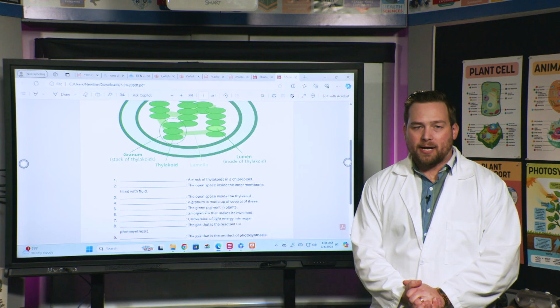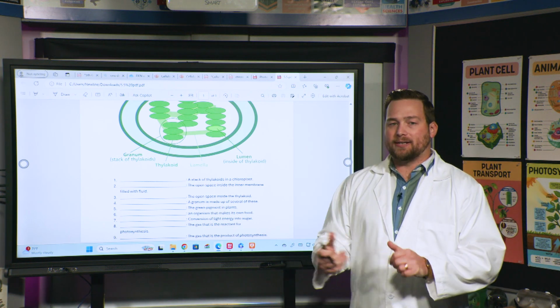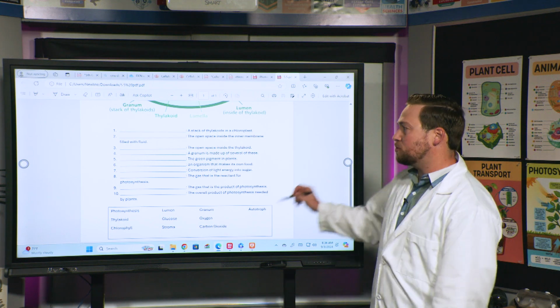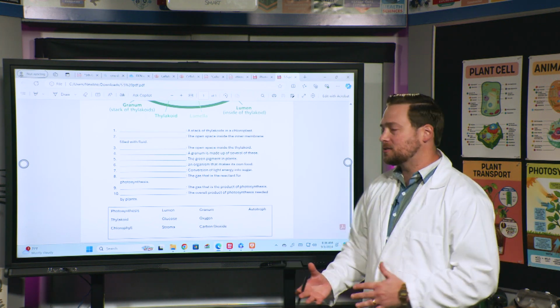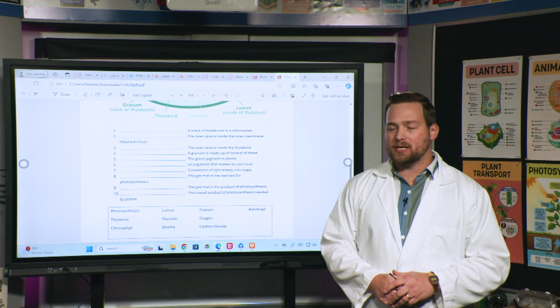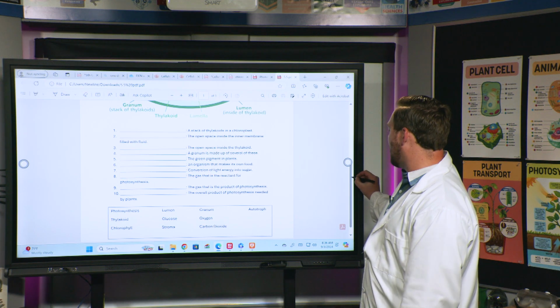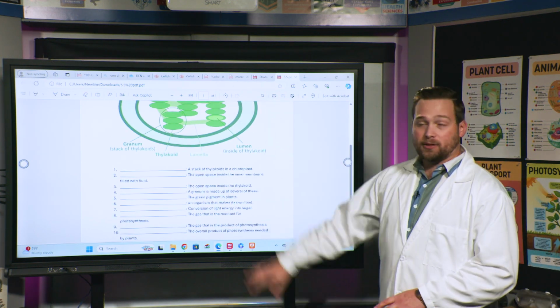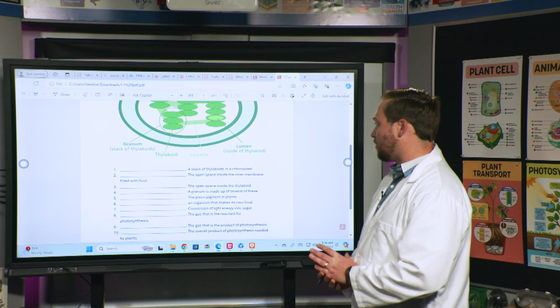All right, everybody, thank you so much. Let's go ahead and dive right into this. So I've got 10 questions, 10 things we need to know about chloroplasts. I got a little word box down there. Let's see what y'all came up with. This picture here was mostly just to help you fill in the blanks there. So let's see what y'all came up with.